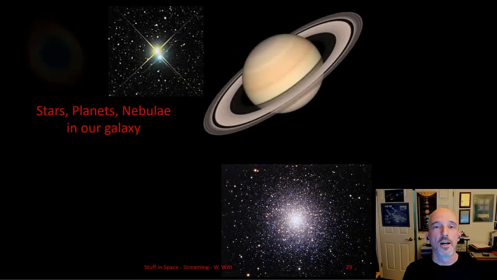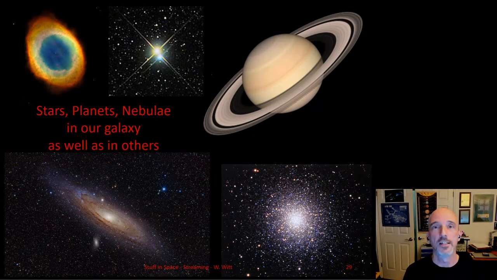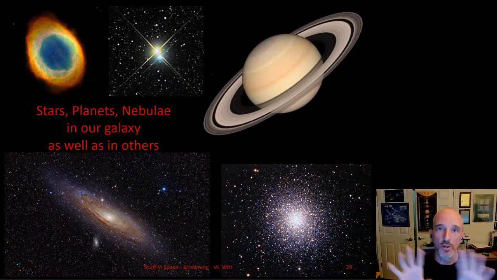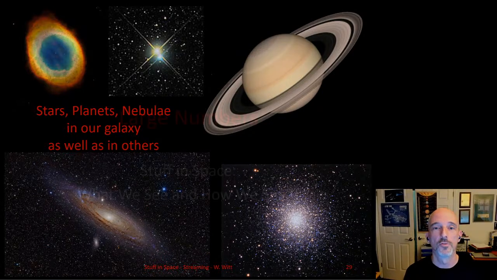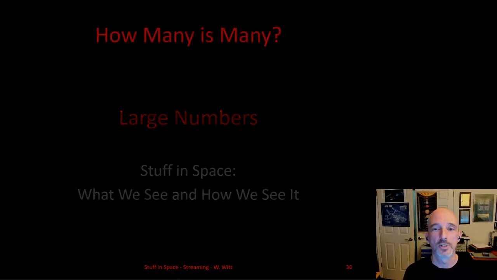All right, so we have stars, planets, things called nebulae in our galaxy, and then we also have other galaxies that we can see from our home here. And we'll talk about all these objects more as we go forward. But before we do that, I want to take a short detour and just talk about large numbers, because it's really important to have a sense of large numbers to talk about these astronomy topics.